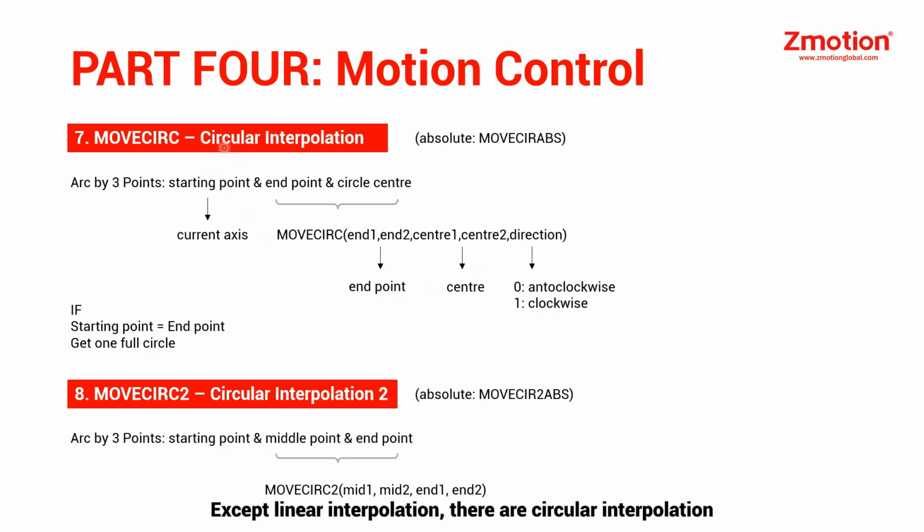Except linear interpolation, there is circular interpolation, and two methods are valid. Both use 3 points. First one, the arc is made by starting point, endpoint, and circle center. Starting point is the current axis coordinate. Others, please fill in here. Also, it is one relative motion. For absolute, please add the ABS suffix. Second one, the arc is made by starting point, middle point, and end point. Relative motion still. Please note this command can't make one full circle. Use the former one or use this one twice.